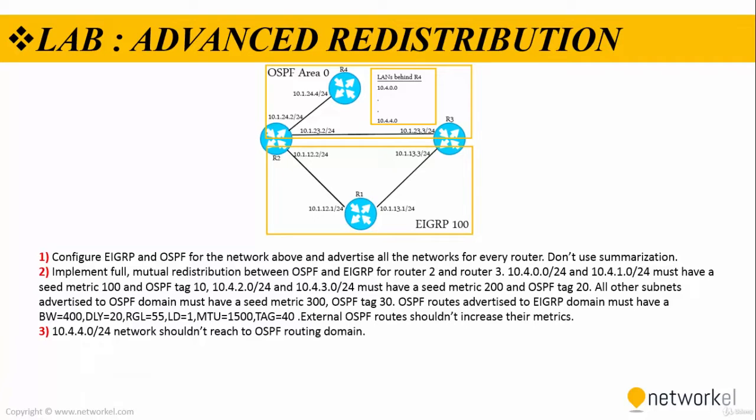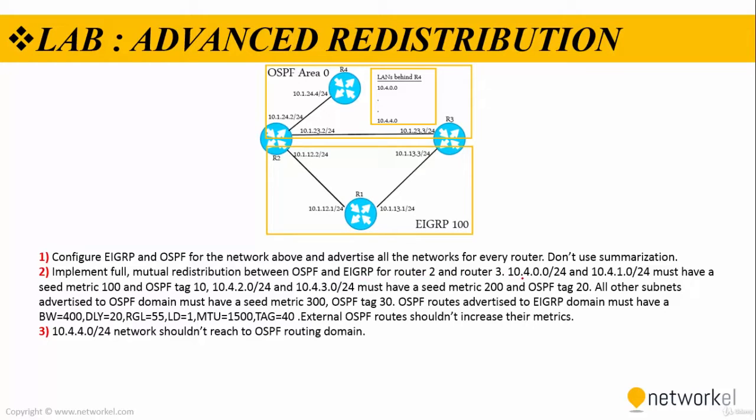Alright guys, in this section we are going to take a look at the advanced redistribution configuration together. We have 3 steps this time. In the first step we need to configure EIGRP and OSPF for the network above and advertise all the networks for every router, and we are not gonna use summarization. Then implement full mutual redistribution between OSPF and EIGRP for router 2 and router 3.